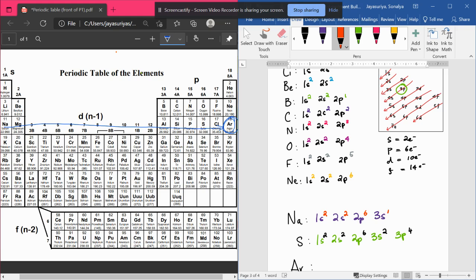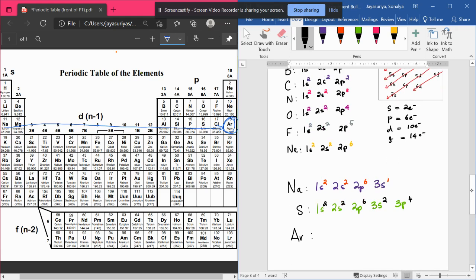So 3p is right there, same as sulfur, which means I have to write everything up to 3p. So that's going to be 1s, 2s, 2p, 3s, 3p. And argon has 18 electrons. So I have to go 2, 2, 6, 2. That's 10, 11, 12. 6 gives me 18.